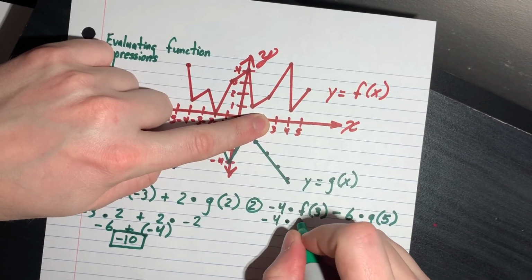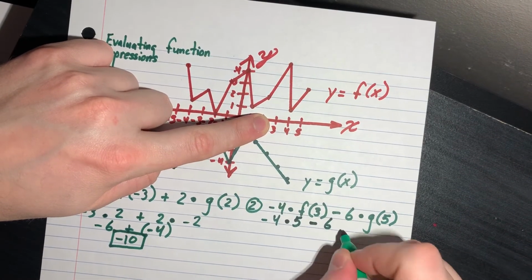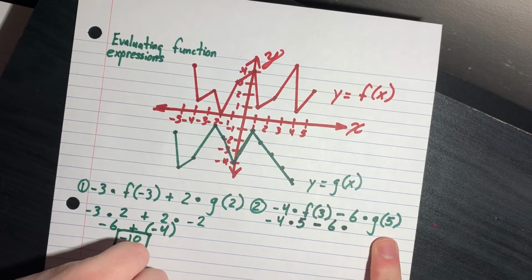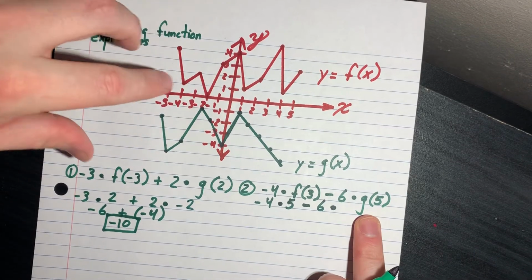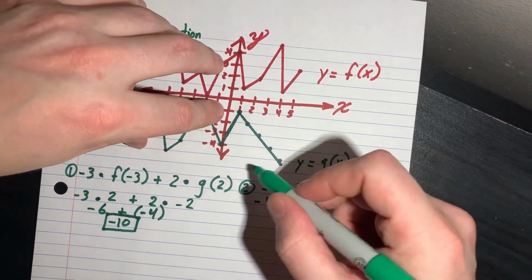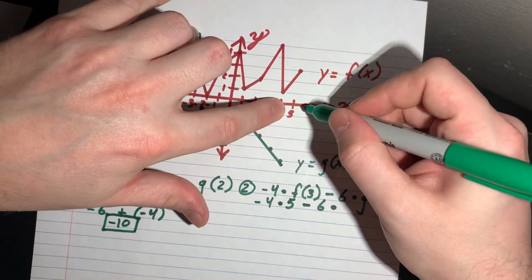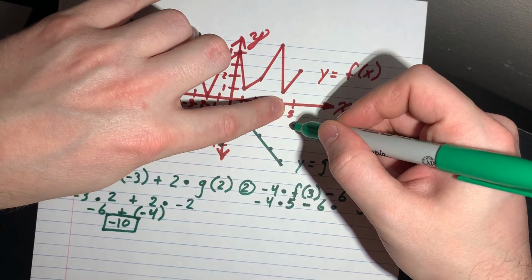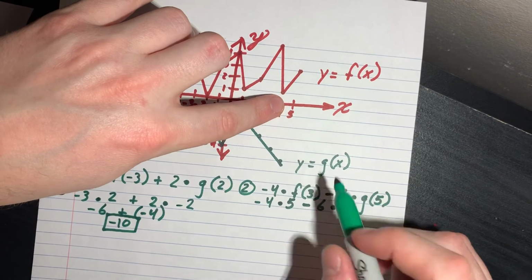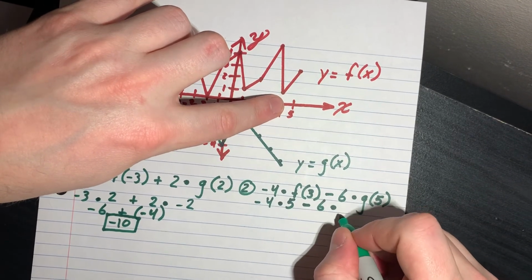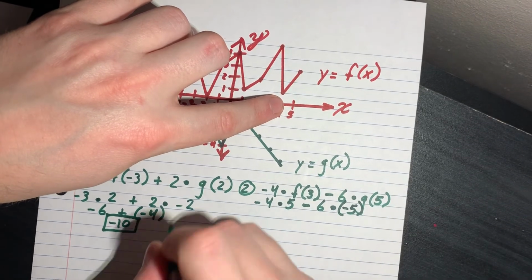So times 5. Bring down your minus sign. Then 6. Times sign, and now we have g of 5. So now we need to figure out what our g of 5 value is going to be. So we know that our g output values, or g of x values, will be down here. So we can go up here to x is 5, and then come all the way down here to -5. And that is our output at x is 5 for g of x. So we'll have a -5 here. I'll go ahead and put that in parentheses. It looks better like that. Over here as well.